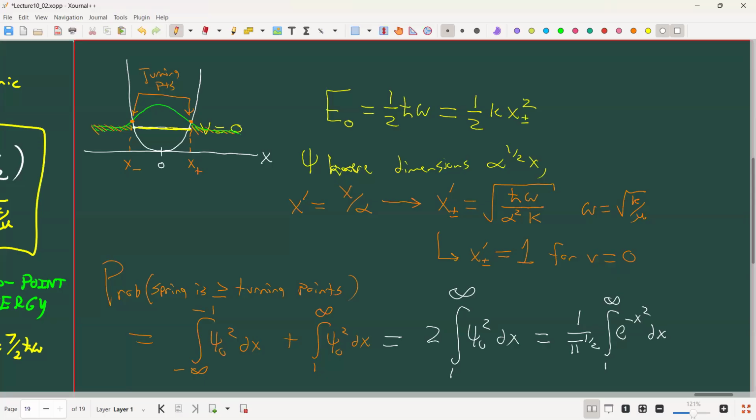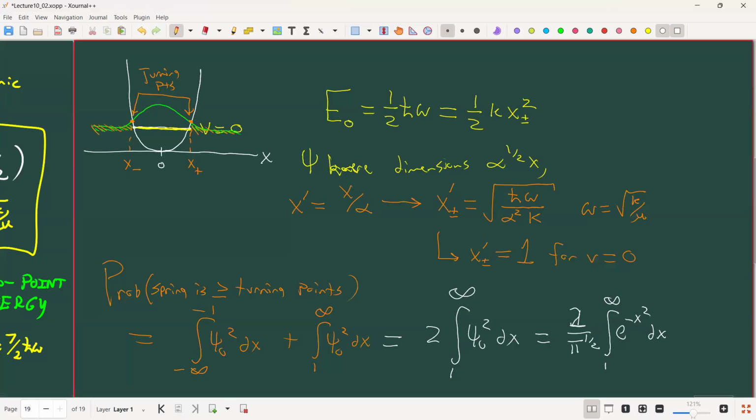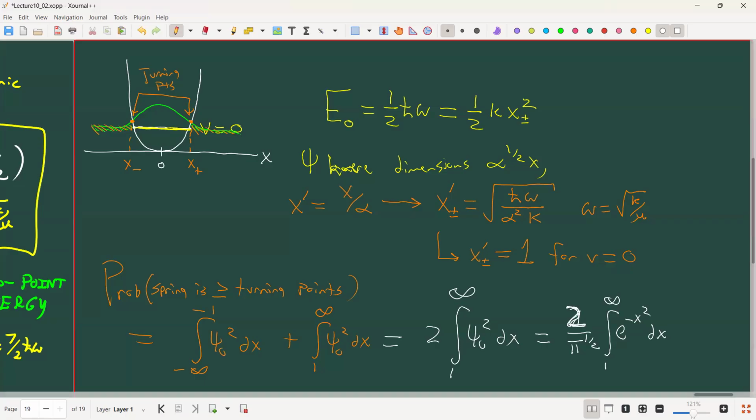I'm sorry, I forgot a 2 here. It's 2. Is that because there's 2 of them? 2. Okay. So this integral turns out to not be something that you can solve analytically.